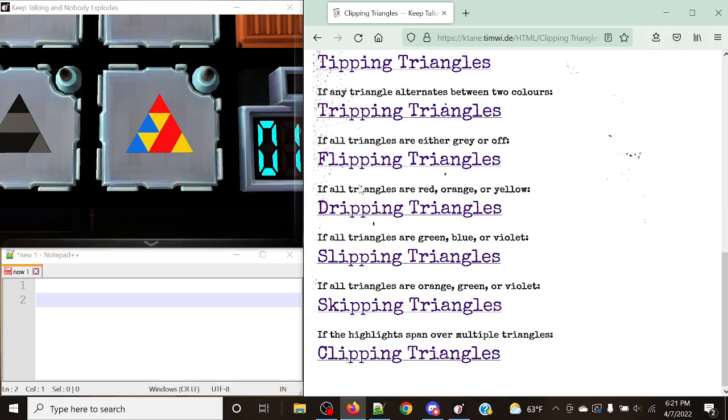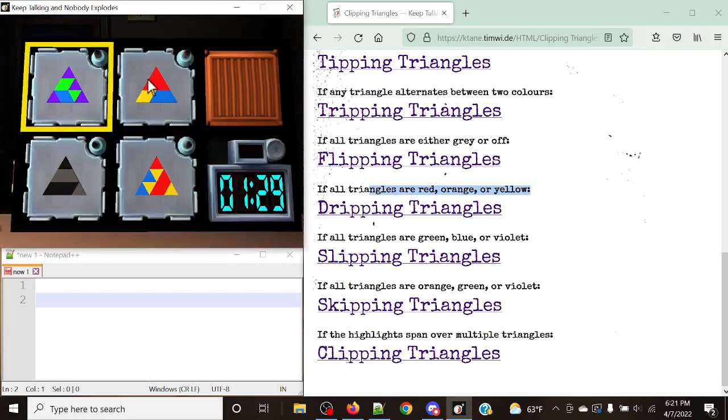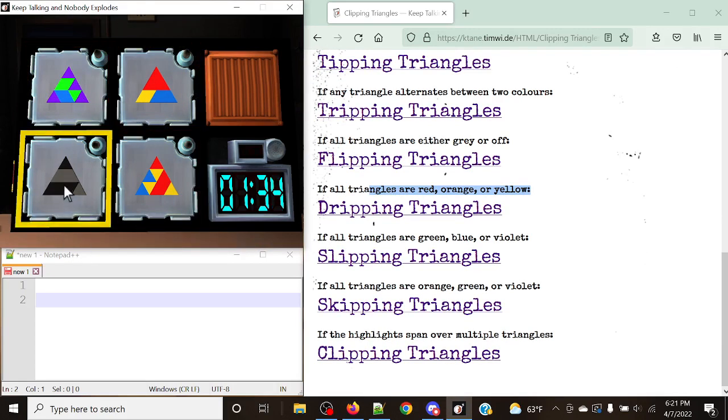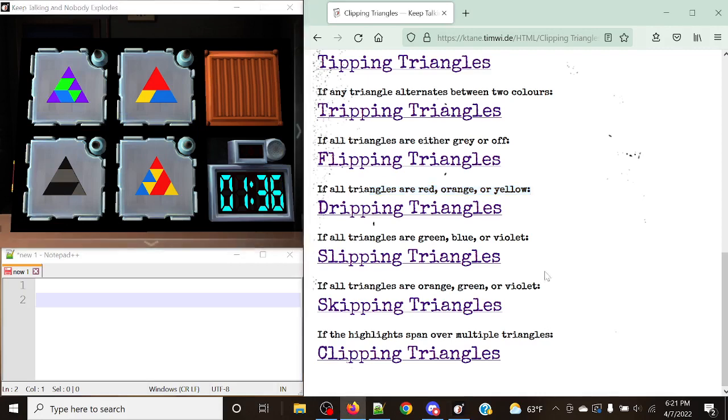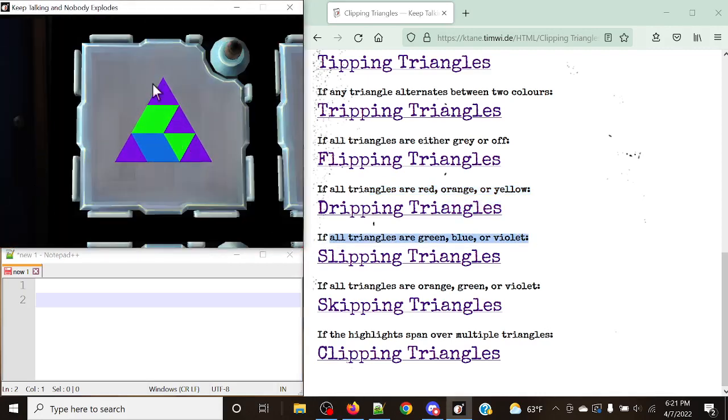Then we have if all triangles are red, orange, or yellow. In this case, none of those are present here because each of them have blue, or they are simply flipping, which is gray or off. If all triangles are green, blue, or violet, this is going to be corresponding to slipping triangles right here. If all triangles are orange, green, and violet, this is going to be corresponding to skipping. Keep in mind that colors are very important, because as we can see, we have green and violet that both share in common on slipping and skipping. However, orange is the key difference here. Orange is what we're looking at.